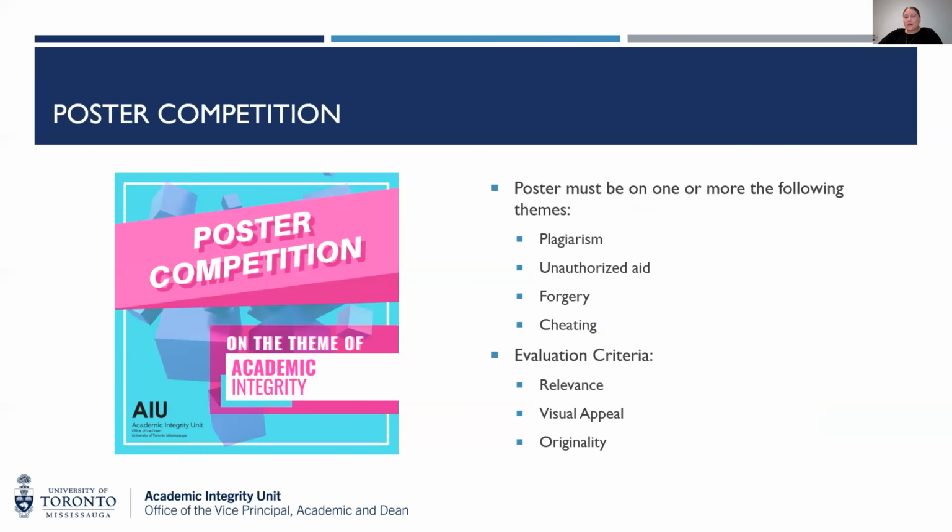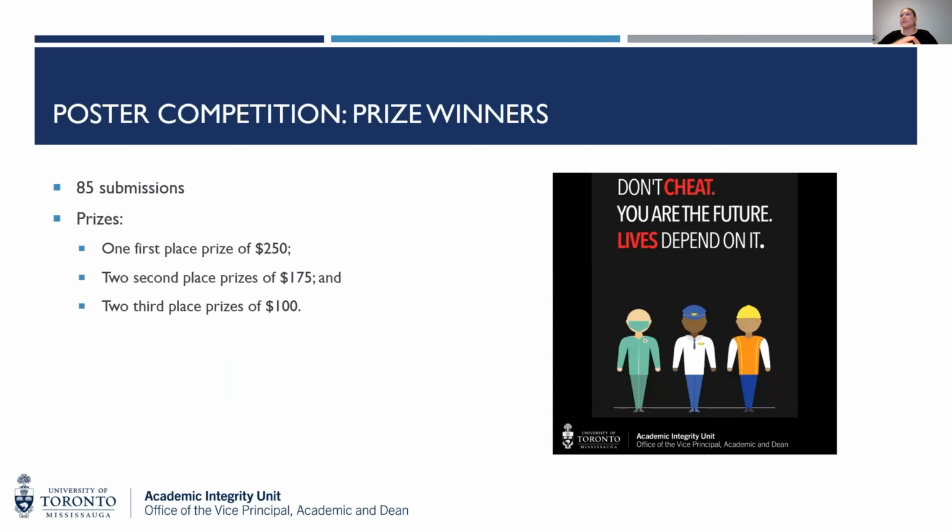So another way that we have gotten UTM students involved in academic integrity is by running a poster competition. This poster competition actually took place back in 2020. Our office asked students to create posters on one of the following themes: plagiarism, unauthorized aid, forgery, or cheating. Our office evaluated the posters based on their relevance, visual appeal, and how original the work was. This was a very successful contest, and we ended up receiving 85 submissions.